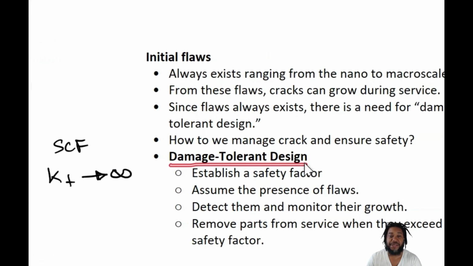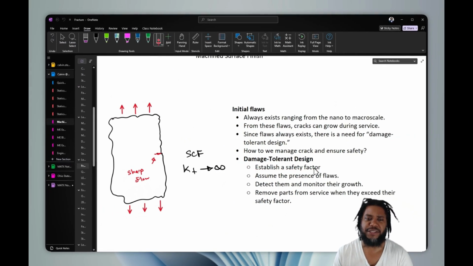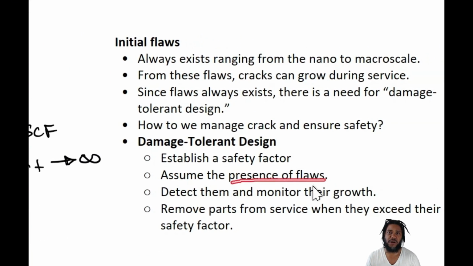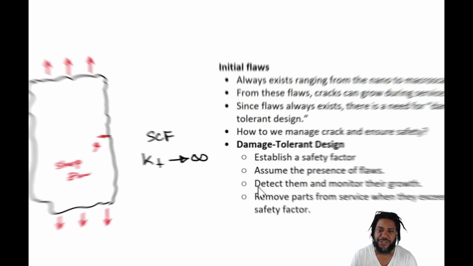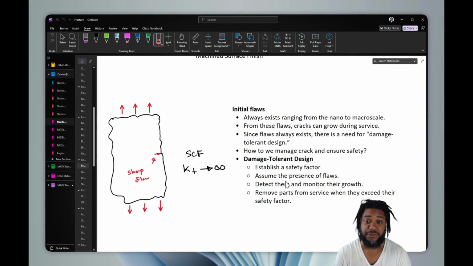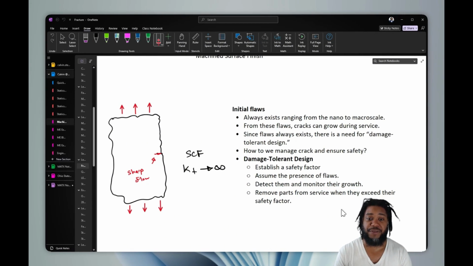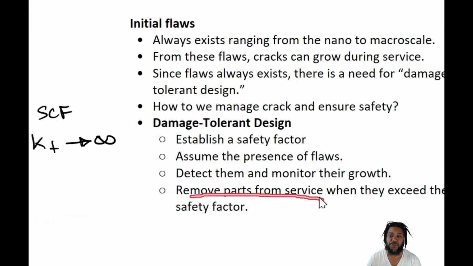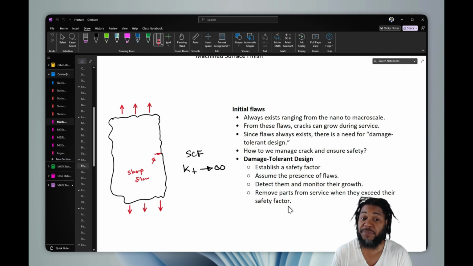So in damage-tolerant design, a few things are done. First, we establish a safety factor, a factor at which we will remove our part from service before it actually fails. The next thing we do is we need to assume the presence of a flaw of some initial size within our structure, some detectable size. Then we need to detect the initiation of that flaw and monitor its growth. And if it grows up to our safety factor limit, we then need to remove those parts from service and retire our component or repair our part so that it can have rejuvenated life, right?